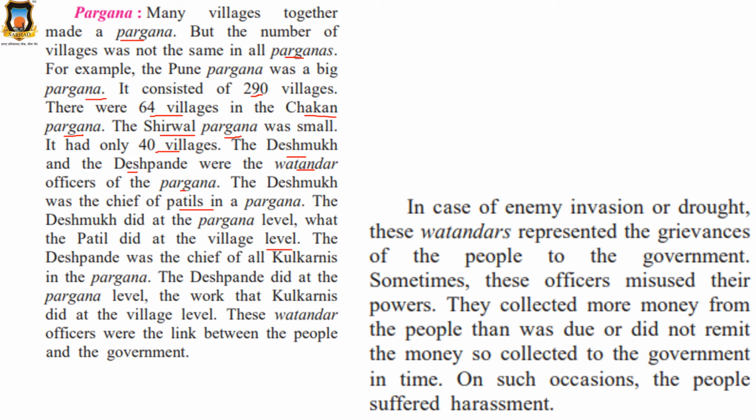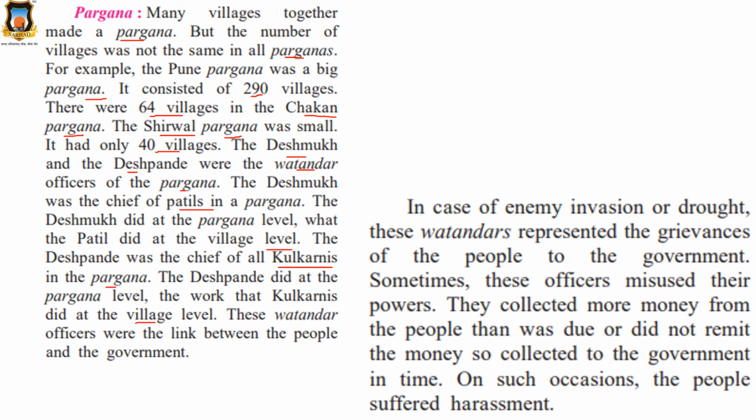The Deshpande was the chief of all Kulkarnis. So Kulkarnis used to collect the revenue. Okay, so Deshpandes were at their head or top to look at what the Kulkarnis did in the Pargana. The Deshpande did at the Pargana level the work that Kulkarnis did at the village level. What did Kulkarni do? To collect the revenue, land revenue. So same thing Deshpande did. Deshmukhs did the work of Patil and Deshpandes did the work of Kulkarnis.